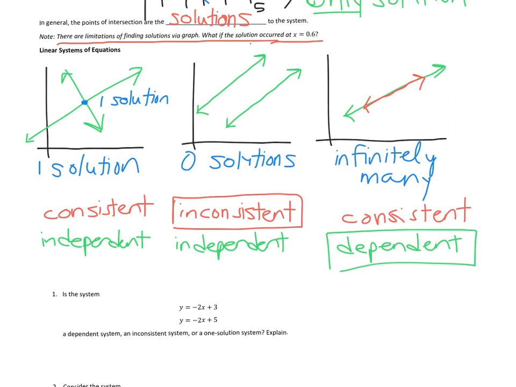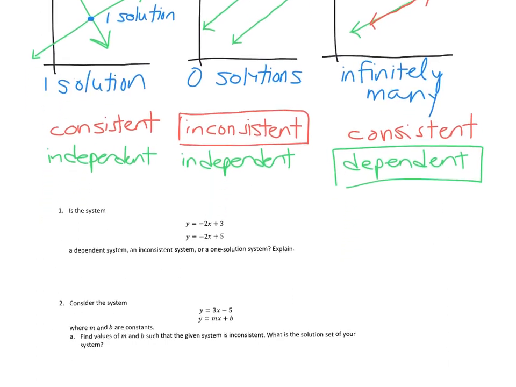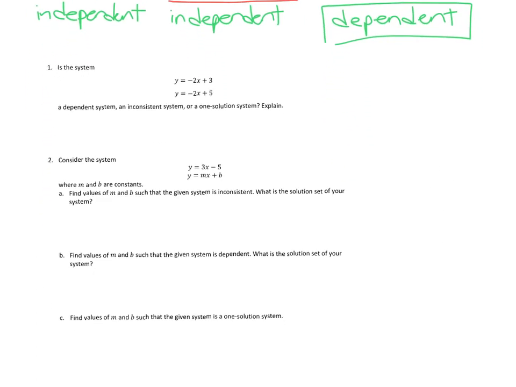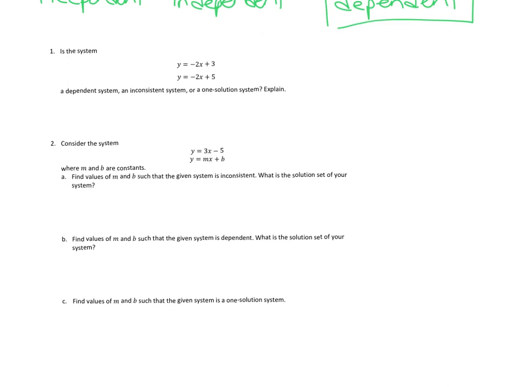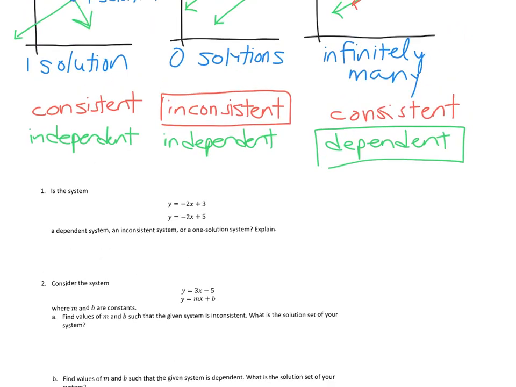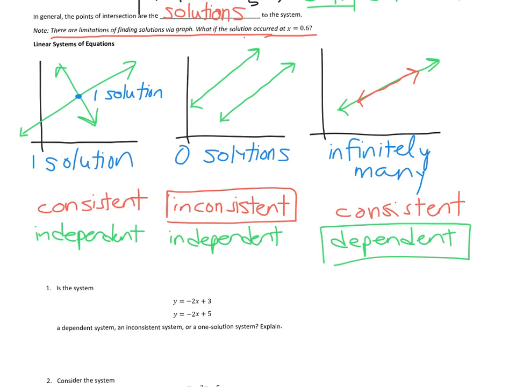All right, so now's the time to kind of explore this a little bit. So feel free to push pause and then come back and check your solutions. Okay, so let's see how we're going to approach this. So is this system a dependent system, an inconsistent system, or a one solution system? Okay, so again, going back up, dependent system means the same line, inconsistent is parallel lines, one solution system is it intersects once, 2 separate lines.